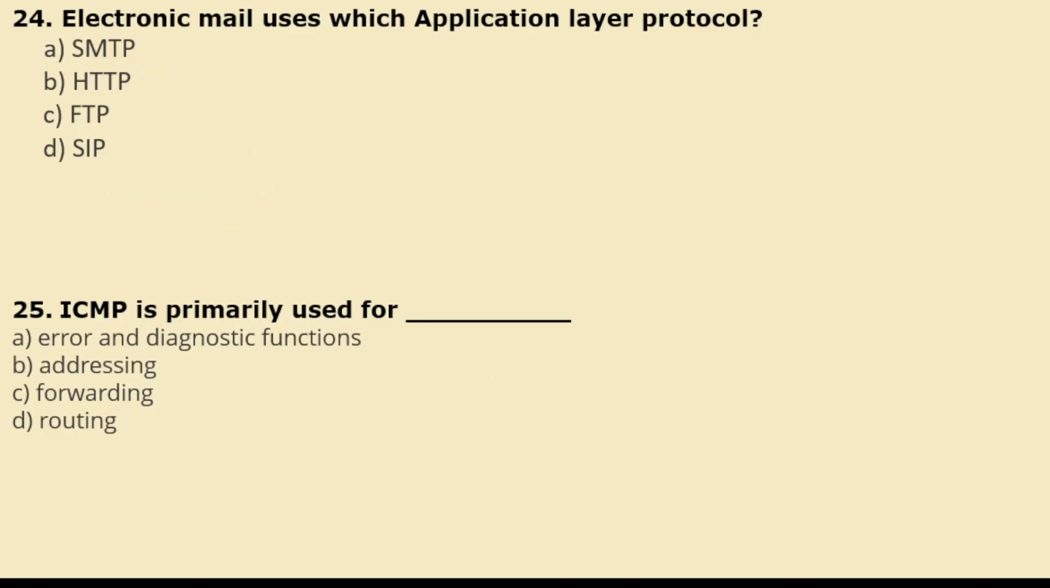Next question is, electronic mail uses which application layer protocol? A. SMTP, B. HTTP, C. FTP, D.